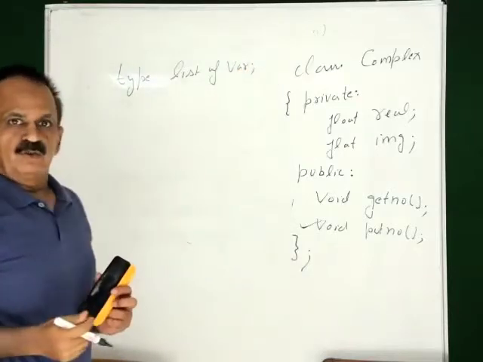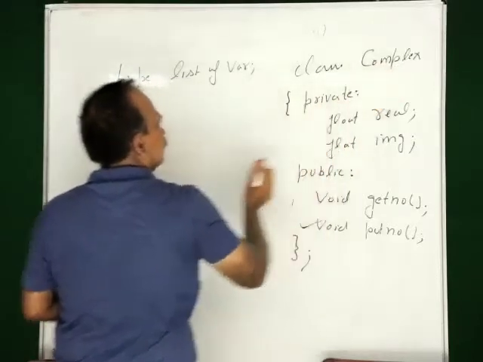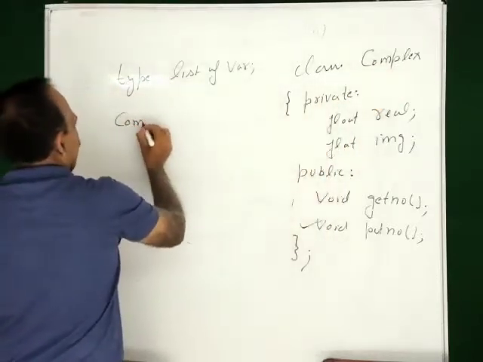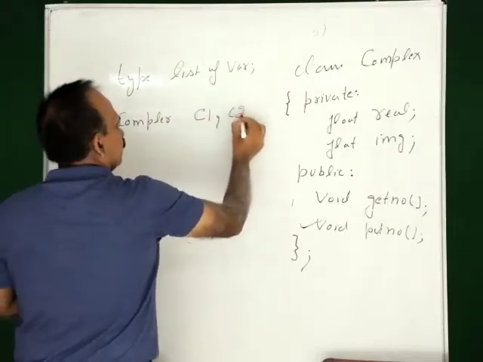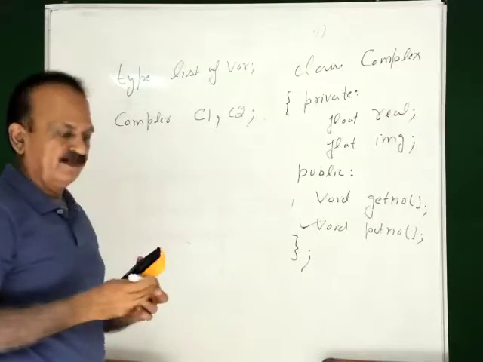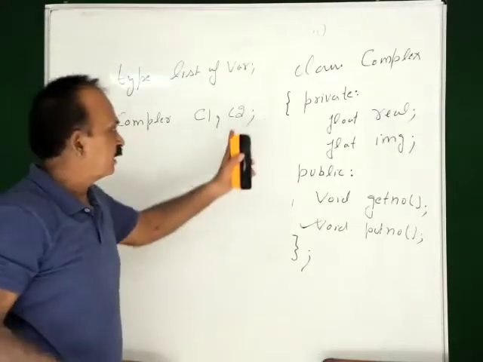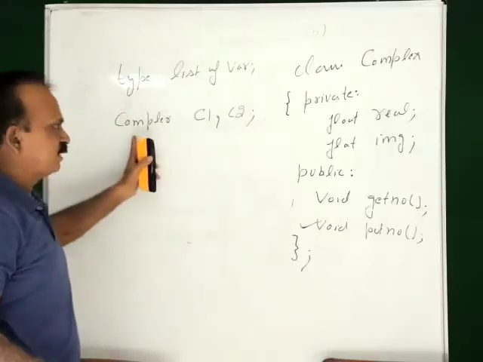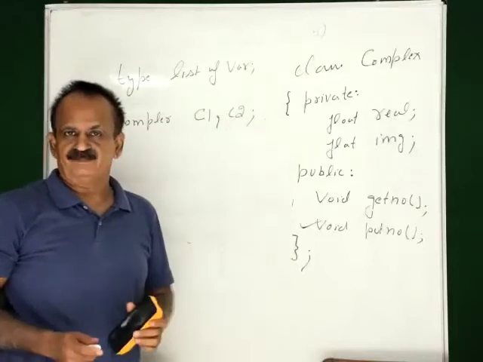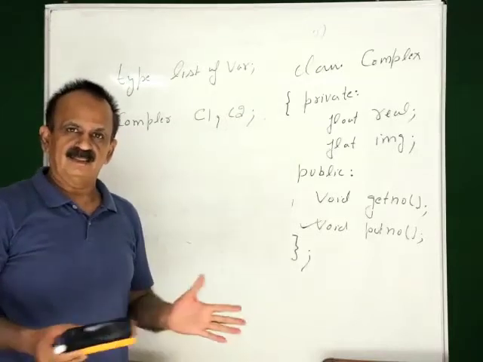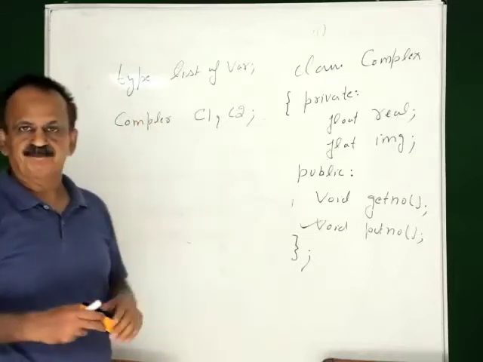Now to declare the objects, the class is this one. This is type name complex, and if I say C1 and C2, now these C1 and C2 are the variables whose data type is complex. These are the variables whose data type is class. These two are called objects. That means objects are nothing but the variables whose data type is the class type data.